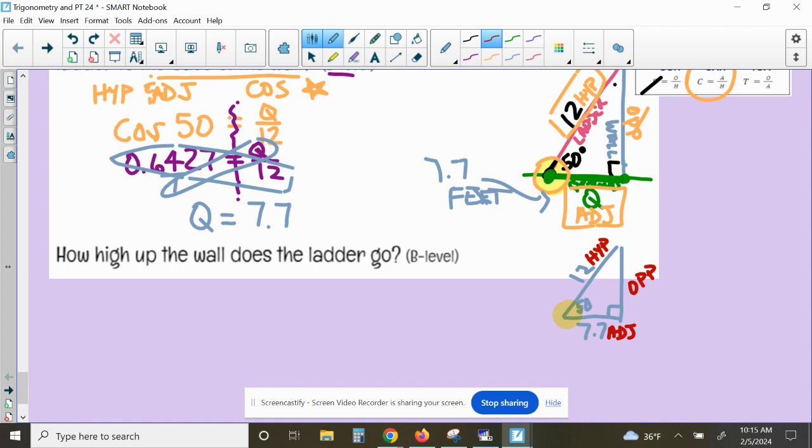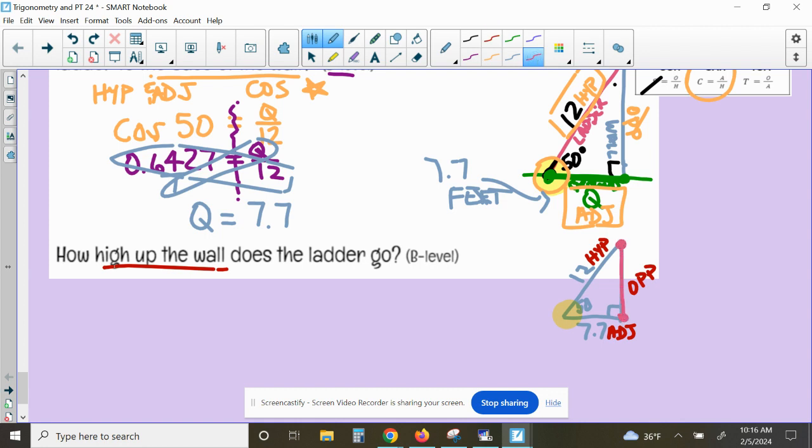Okay, so the question says, how high up the wall does the ladder go? So are we talking about the ladder or the wall? This was the ladder, and this was the wall. What are we looking for? The wall or the ladder? We already know the ladder. The wall. So we need the wall. So we are looking for from here to here.